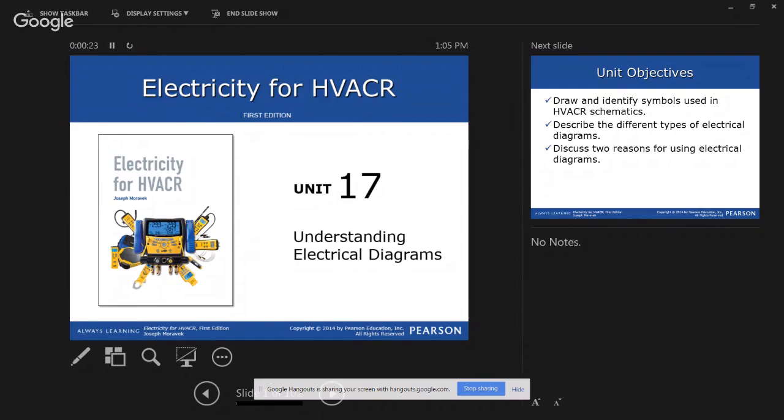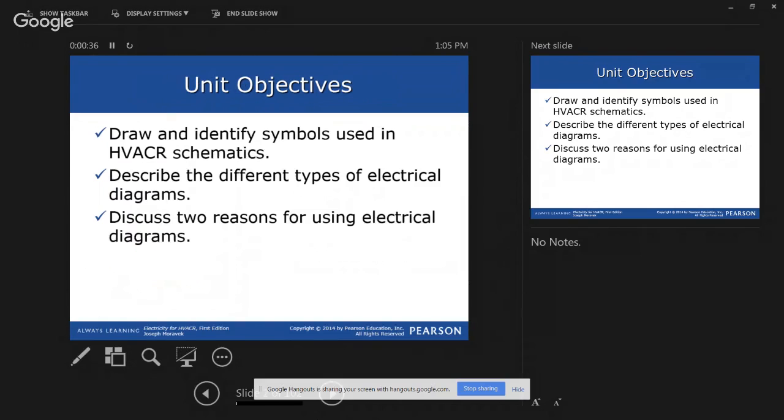So, electricity for HVAC, understanding electrical diagrams. We're going to do some diving in here. What do you guys think we're going to talk about today? Electrical diagrams? All right. Our unit objectives, what we will have accomplished by the end of the day, are to draw and identify symbols used in HVAC and refrigeration schematics, describe the different types of electrical diagrams, and discuss 2 reasons for using electrical diagrams.